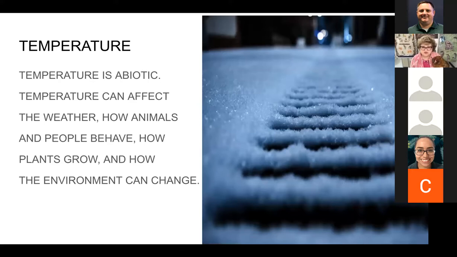Temperature can affect the weather. It can affect how animals behave. It can affect how people behave. It can affect how plants grow and how an environment can change.